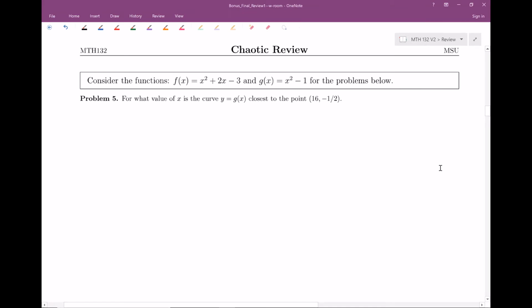Welcome back, everyone. In this video we're going to cover problem number 5 in the chaotic review. Problem number 5 asks us for which value of x is the curve y equals g of x closest to the point (16, -1/2). And so we really need to search our mind for a while to figure out how we can use calculus to solve this problem.